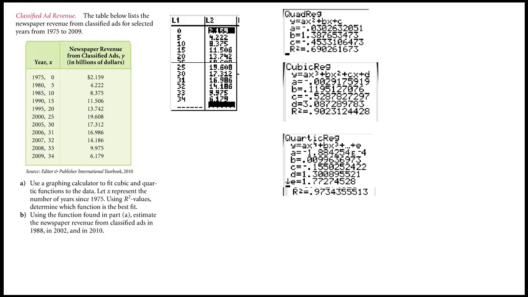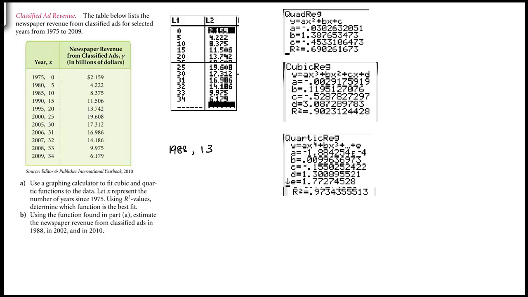Part B, using the function found in Part A, estimate the newspaper revenue from classified ads in 1988, 2002, and 2010. Again, looking at the years, when they say let the base year be 1975, that is why x is equal to 0. 1980 is 5 years later. 85 is 10 years.